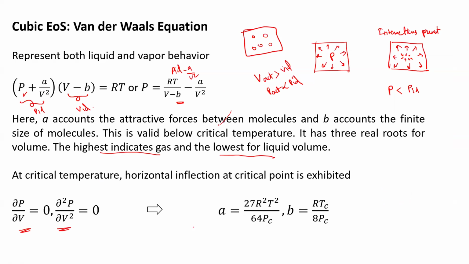Generally, if you solve this, you will get TC, PC, and VC. You can find all these three using this. And this is given by the van der Waals equation. If you enter this into this, then you can find the values of TC, PC, and VC.